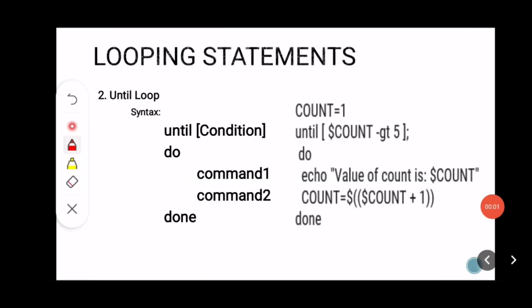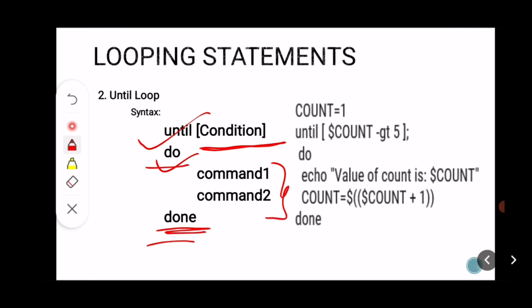The next looping statement is the until loop. So what happens in the until loop is that we write the word until, then the condition for it, and then do, starting with do, then the following commands, and then end with done. So this is the syntax: until, the condition, do, done. For example, we initialize the value of count as 1. Now until the value of count is greater than 5, we perform this particular operation: display the value of count, and increment the value of count by 1.